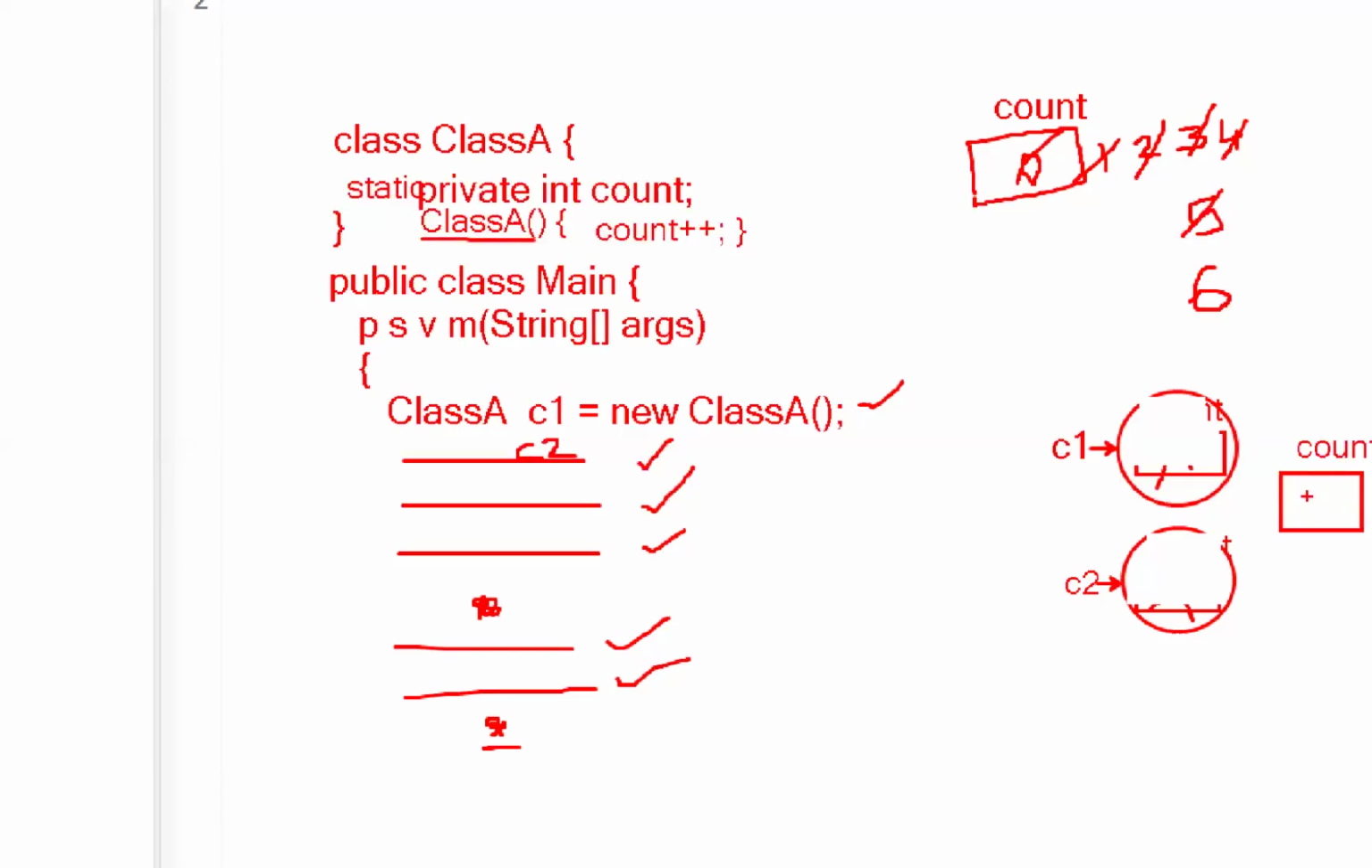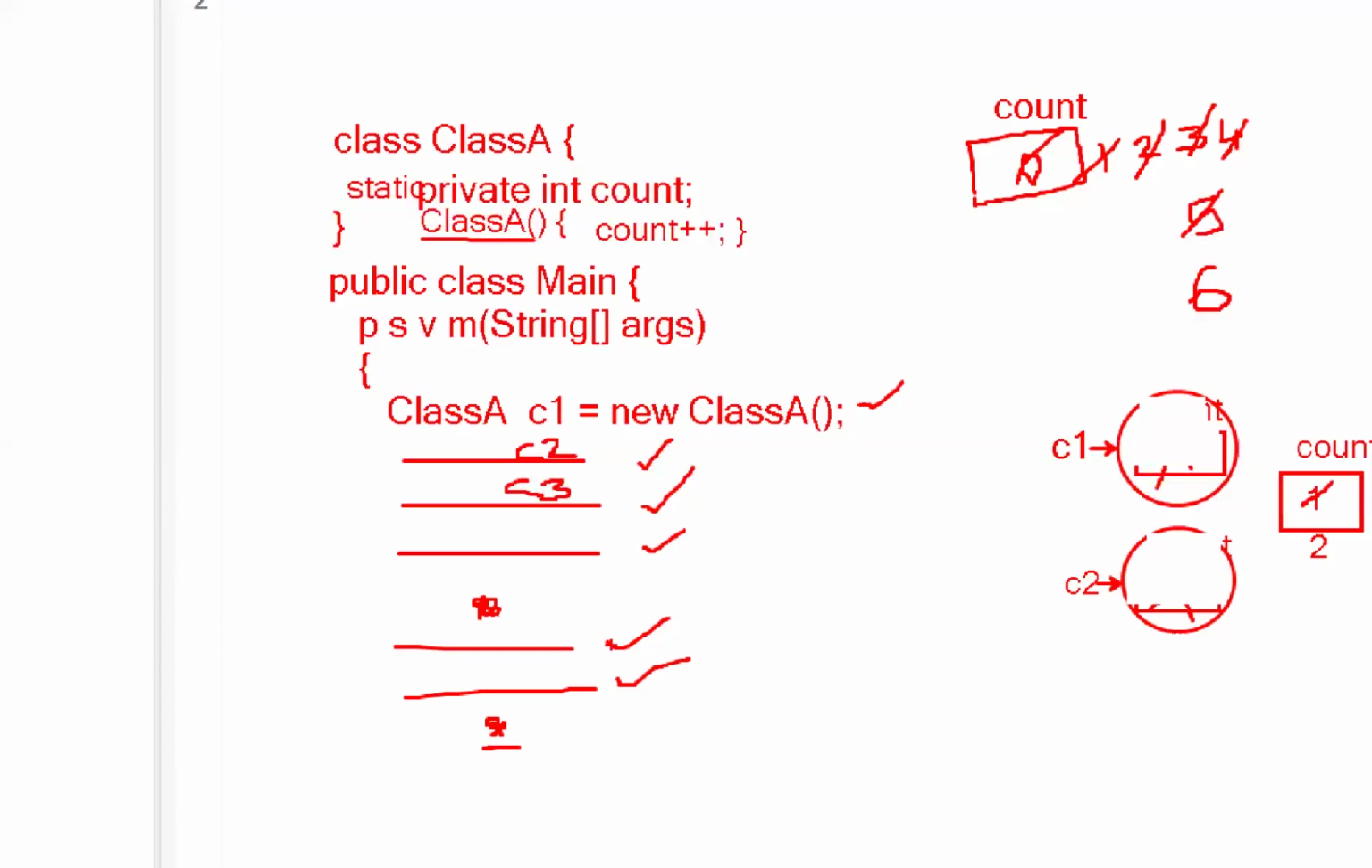Initially, what's the count value? 0. Tell me, when the first object is created, 0 is replaced by 1. When the second object is created, 1 is replaced with 2. 1 plus 1, 2. When the third object is created, C3, 2 is replaced with 3. Now count is incremented.